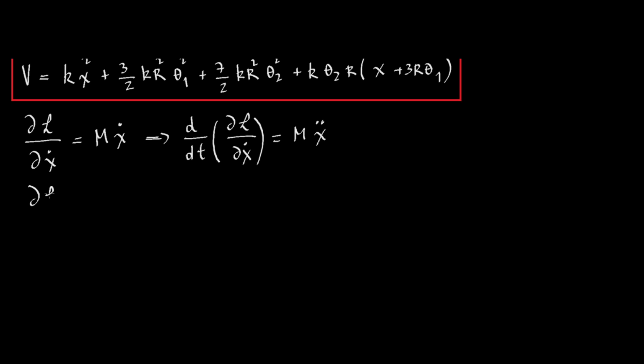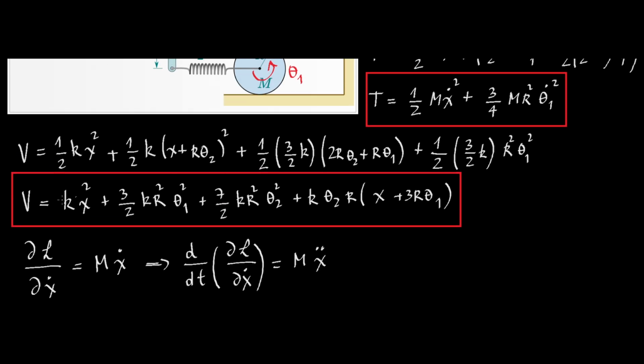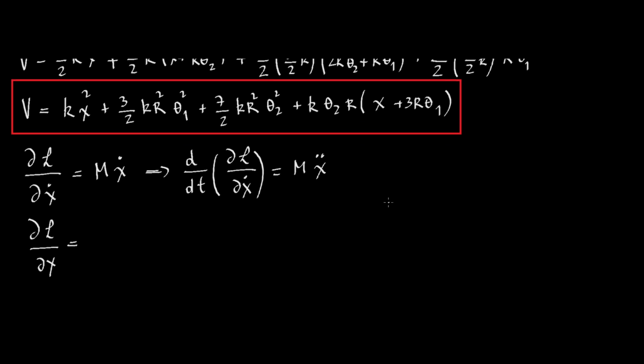Okay, and the partial derivative of the Lagrangian with respect to x, in our case where x appears in the potential energy in this term. If we apply this derivative, we can conclude that this is minus 2kx minus k theta 2 r. Don't forget, the minus here is because the Lagrangian is equal to kinetic energy minus potential energy.